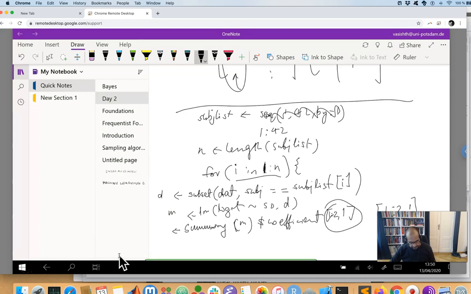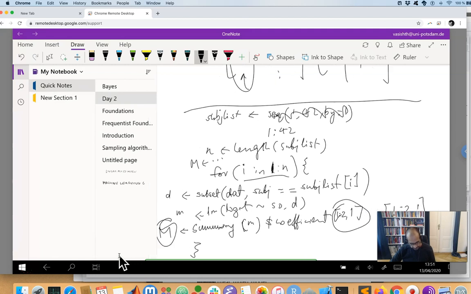And of course I need some kind of store. I need to store these values somewhere, so I could store them in some matrix, which I would have to declare here. So in this for loop, I could save all the intercepts and slopes for each subject. This is a very clunky way of doing it.